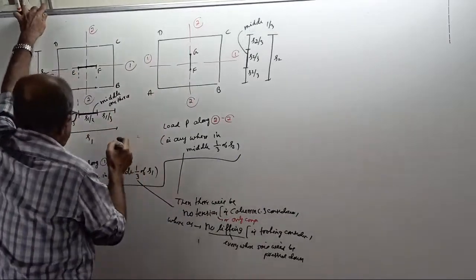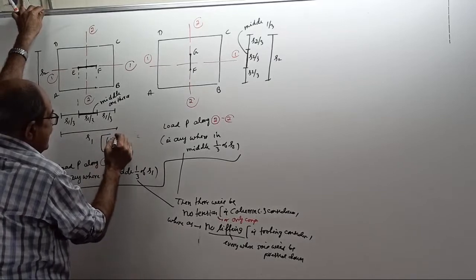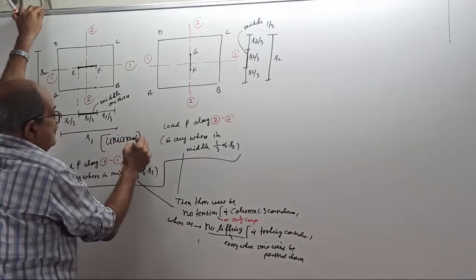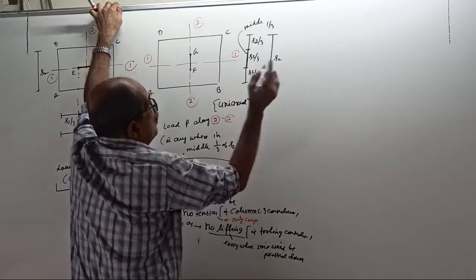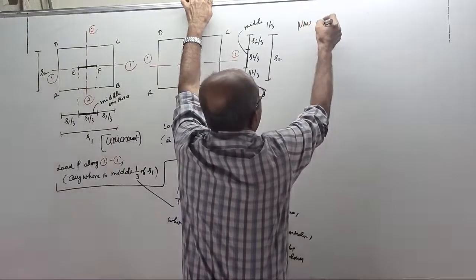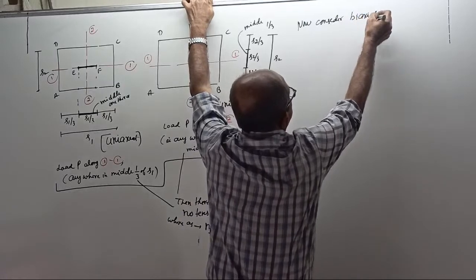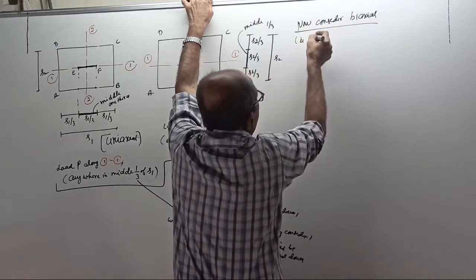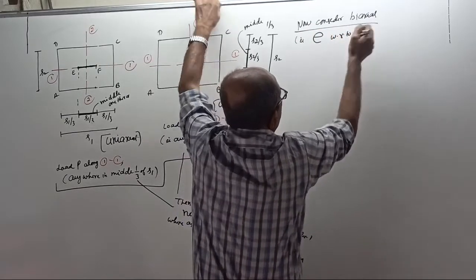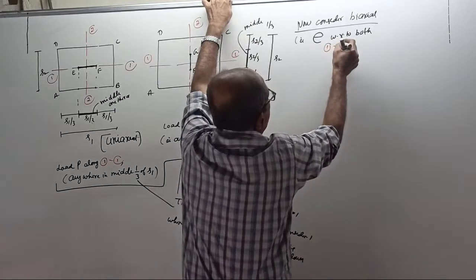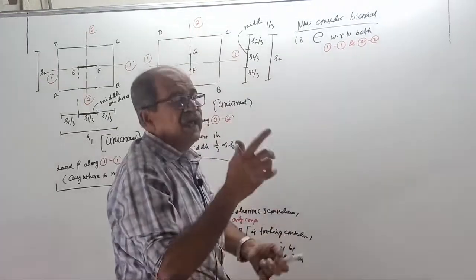Now, this is actually called what? Remember now, this is called uniaxial. This also is called uniaxial. Okay, now consider biaxial. That is, eccentricity e with respect to both 1-1 and 2-2. Biaxial. This is already over earlier.